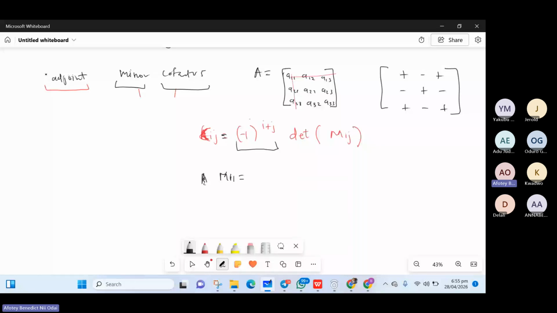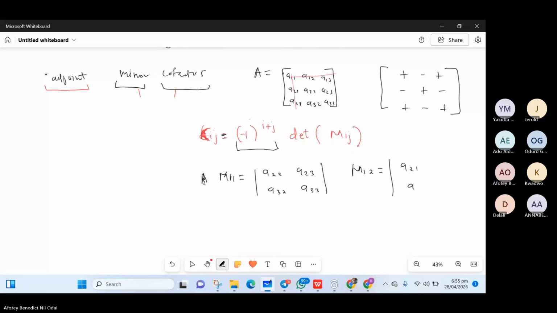A11 is basically equal to the determinant of A22, A23, A32, and finally A33. Then you continue, you find the minor of A12. So A12 will also be equal to the determinant of A21, A31, A23, A33, and you continue with A13. This will be my final one.